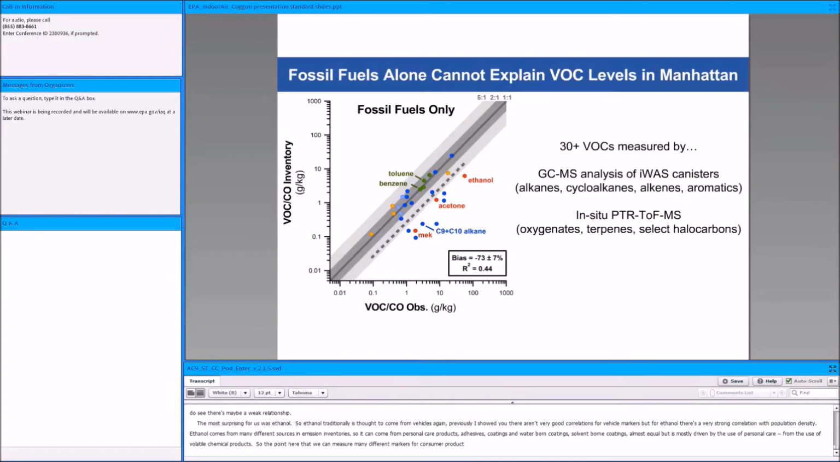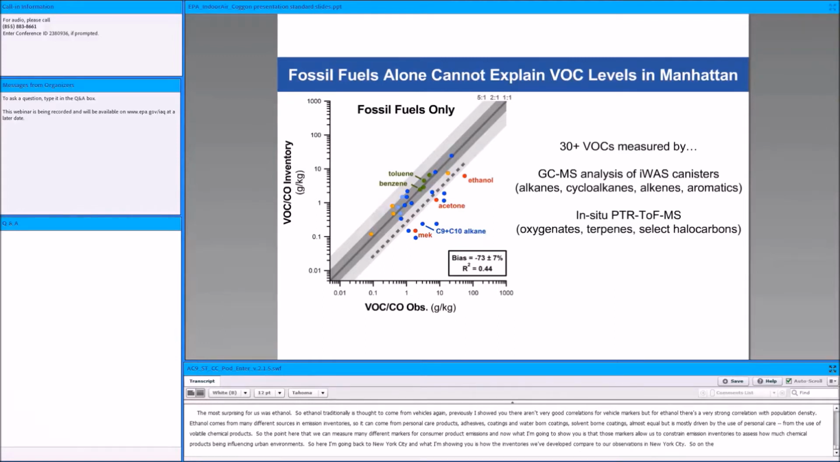And now what I'm going to show you is that those markers allow us to constrain emission inventories to assess how much volatile chemical products must be influencing urban environments. So here I'm going back to New York City, and what I'm showing you is how the inventories that we've developed compare to our observations in New York City. On the left, we have VOC to CO ratios for the emission inventory that we've developed for New York City. And on the bottom, I'm showing you VOC to CO observations that we made during the winter time of this New York City experiment.